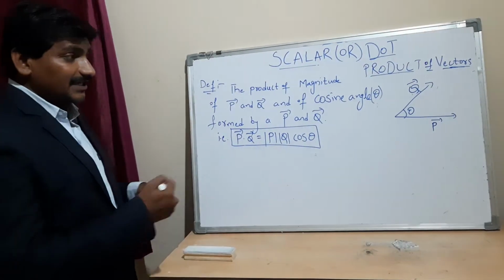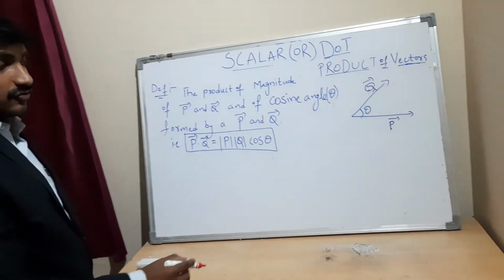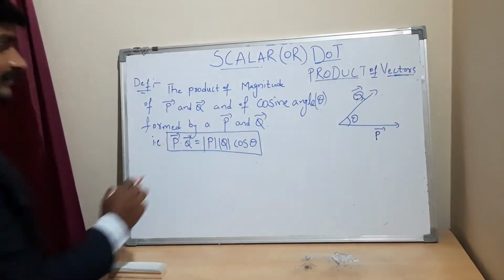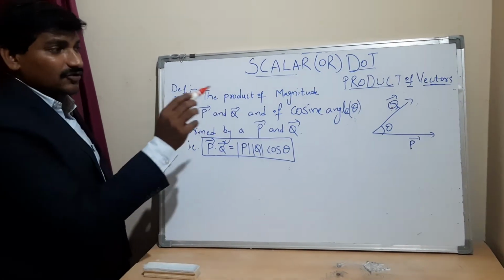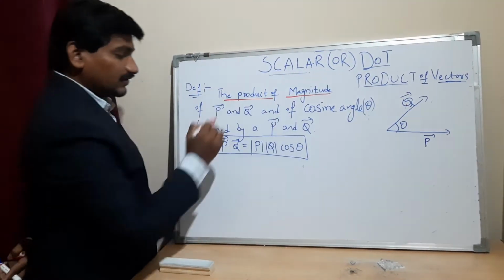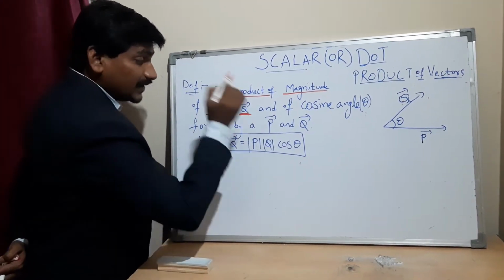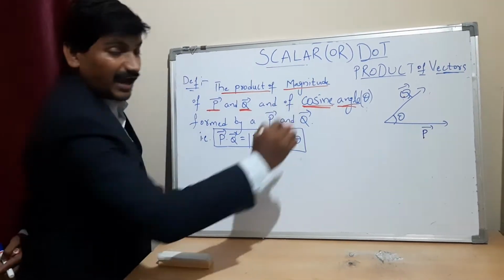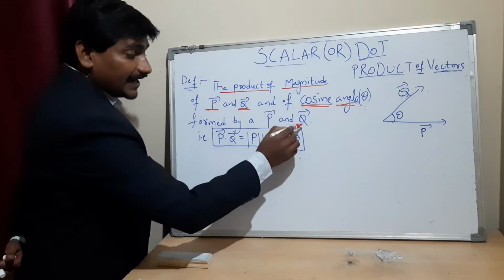So let me see here. Let us say this is a vector P, this is a vector Q. Those two vectors are in different directions, making an angle theta. So the scalar product of P and Q vectors is defined as the product of the magnitudes of the two vectors P and Q and the cosine of the angle formed by P and Q.